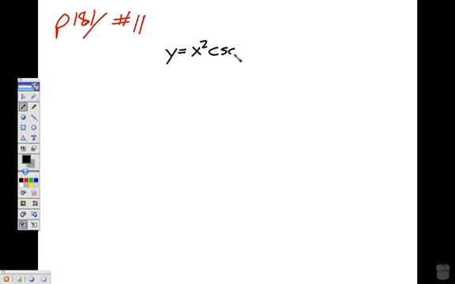All right, another one. Here's number 11 on page 181. Page 181, number 11. Okay, the function is x squared times cosecant of 5x, and we are supposed to find the derivative of that.